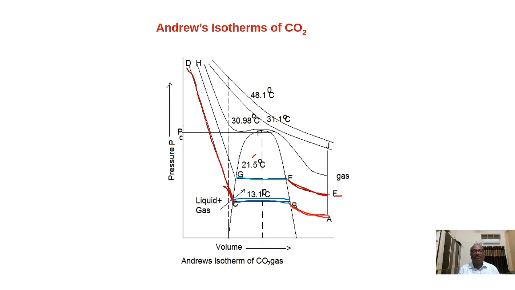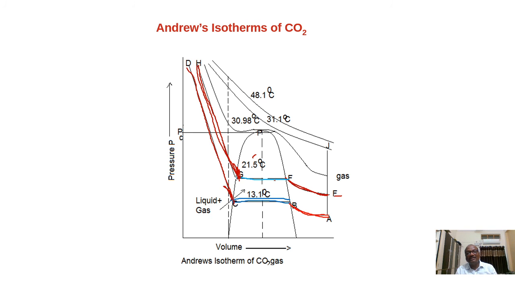After G, if you increase the pressure further, a steep line is obtained. Why is a steep line obtained? Because the decrease in volume will be very less even on increasing the pressure. Here also you can see three parts: E to F is the gas state, F to G is liquid and gas equilibrium, and G to H is only the liquid state. This is observed at 21.5 degrees centigrade.